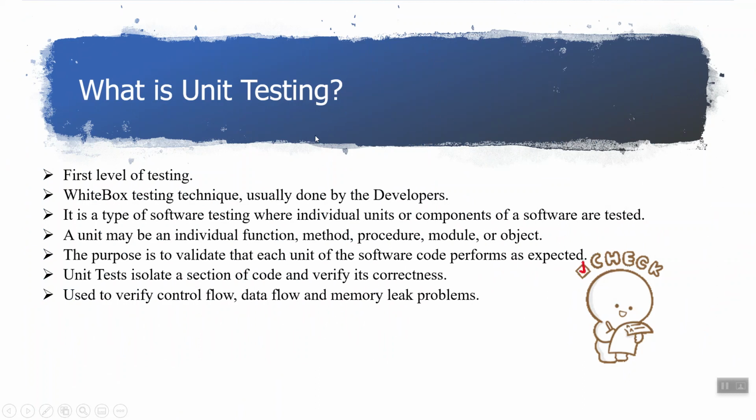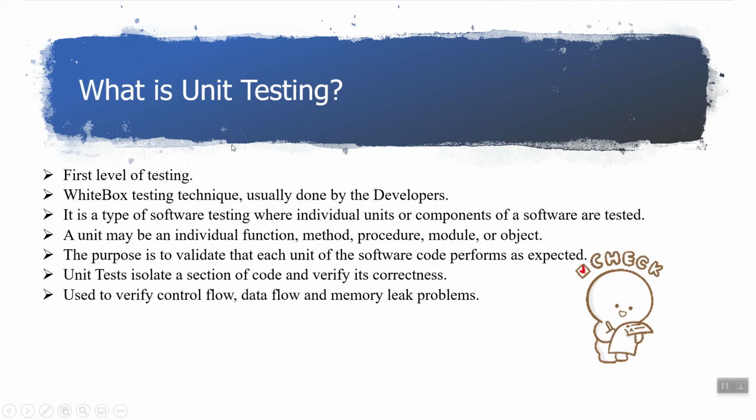Unit testing is the first level of software testing. It is a white box testing technique usually done by the developers, but sometimes testers also take part while doing unit testing. It is a type of software testing where the individual units or components of the software are tested. A unit may be an individual function, method, procedure, module, or an object.